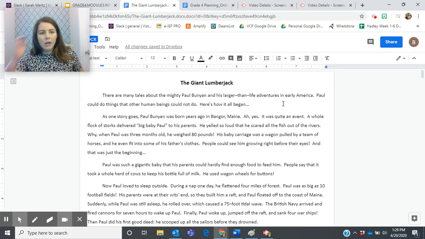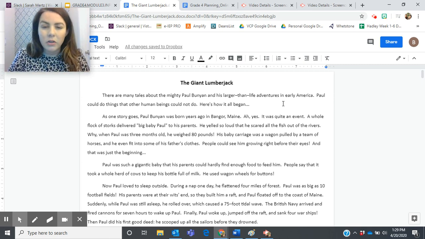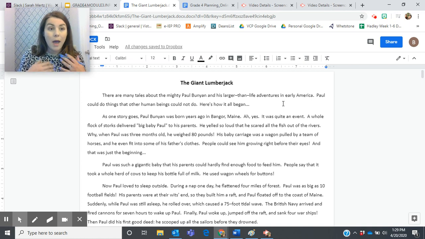All right, we're going to be reading a text called The Giant Lumberjack. Remember, you're listening to Mrs. Lardner read through the text and think through how I would annotate it using my story organizer. Here we go. The Giant Lumberjack.